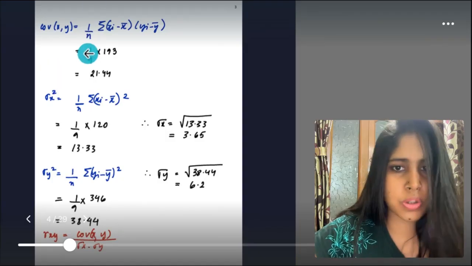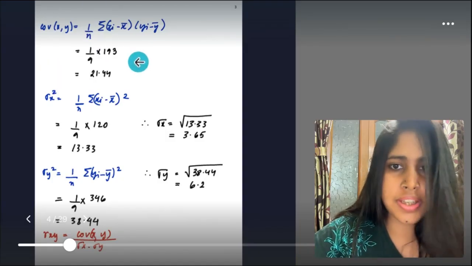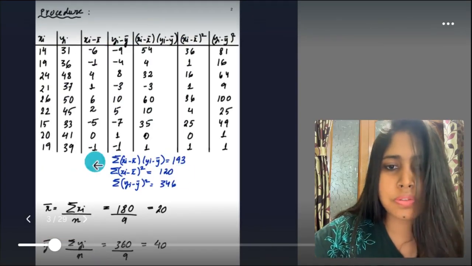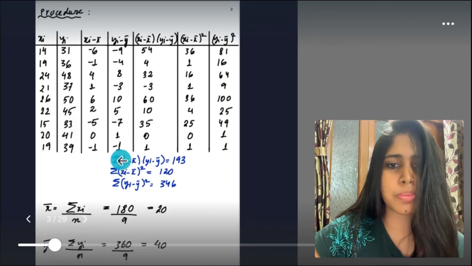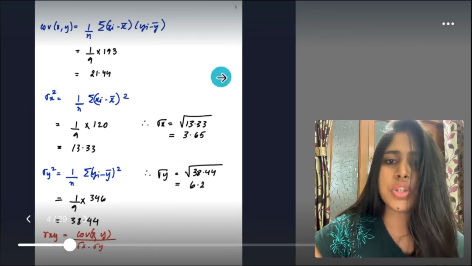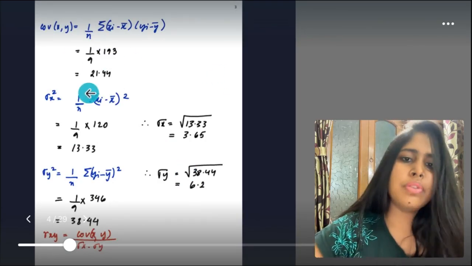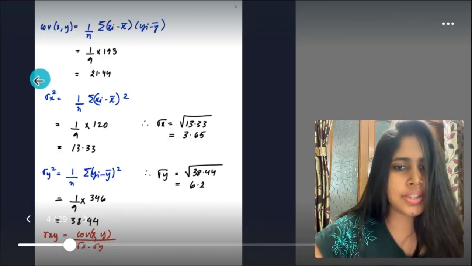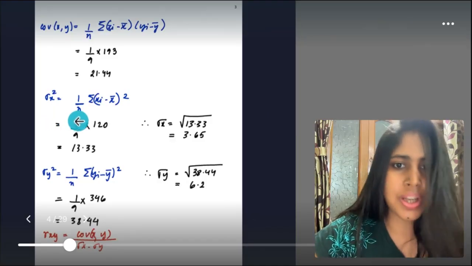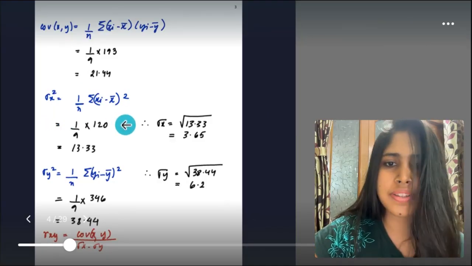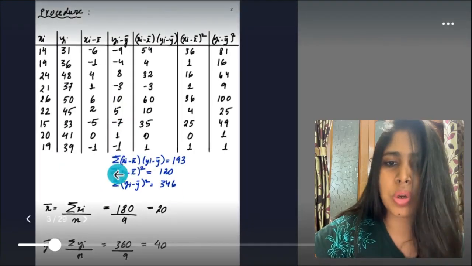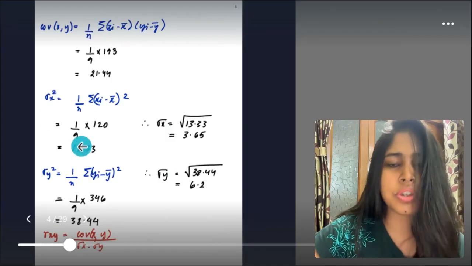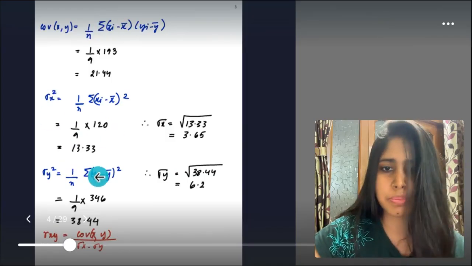All right. Now see, how to calculate the covariance of x and y? Covariance of x and y is equal to 1 by n summation of xi minus x bar into yi minus y bar. This is the formula, and we already know the summation of xi minus x bar into yi minus y bar is equal to 193. So we put the value 193 here, and we get the covariance of x and y, which is 21.44. Now we calculate sigma x square. The formula is 1 by n summation of xi minus x bar whole squared. We know the summation is 120, so we put 120 by 9, which is equal to 13.33.